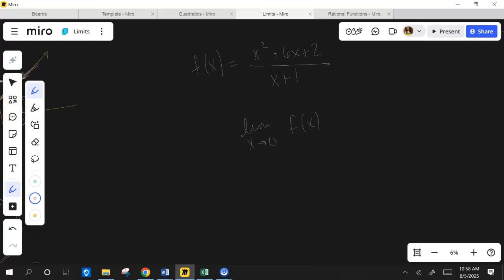So 15, can I plug in 0 for 15? Yes, because there's no 0 on the bottom, right? Look at 16. Can I plug in 0 for 16? Why? There's a 0 on the bottom. So what can I do?